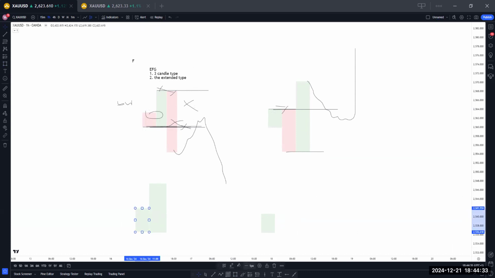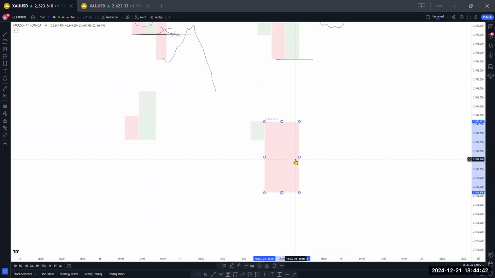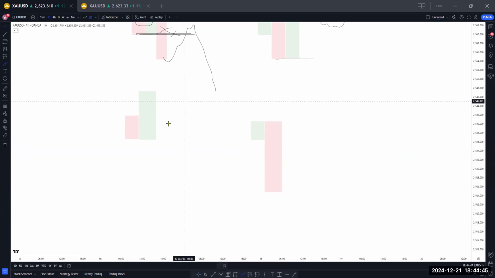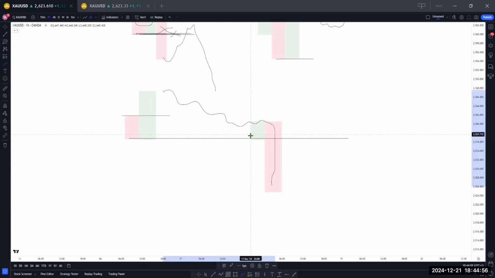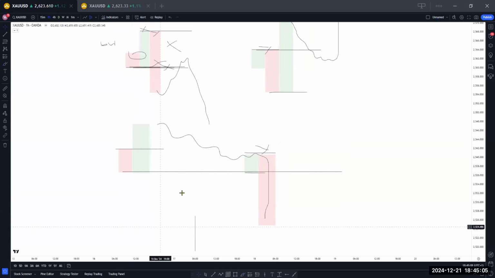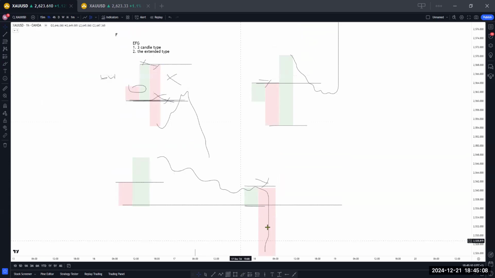I'll change the color of this. Okay, so this happens on the chart such that you have something like this. This is a bullish engulfing, it gets filled, drops, gets filled, and then this is a bearish engulfing, right? So this is the EFG setup, the extended type, sorry. This is the three candle type. It's essentially the same thing. We said this is a bullish engulfing. This guy drops, makes this fill, and then we trade from this level.